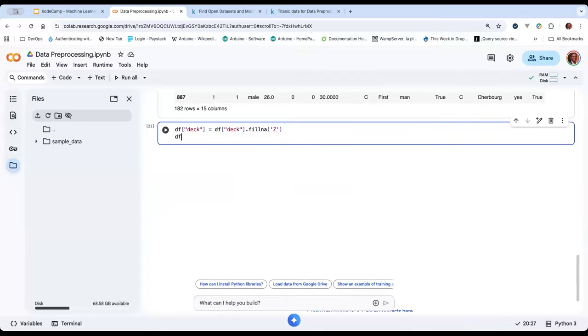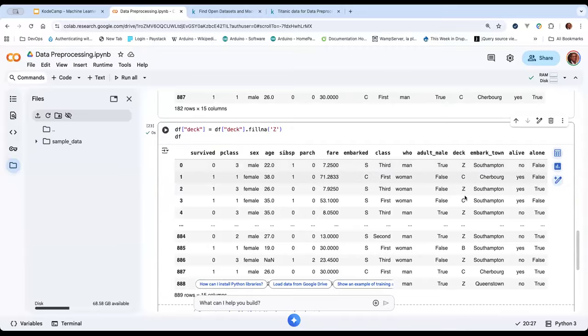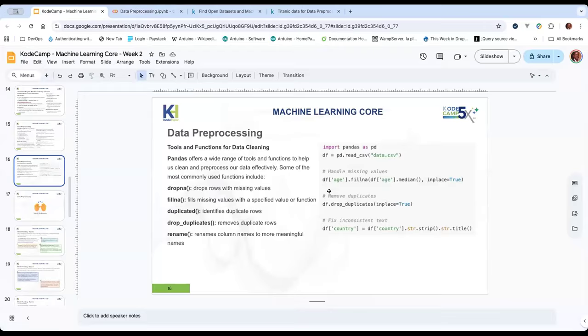If I now go to df, I print the data frame again. After modifying it, you now see that the deck, all the places that had NaNs, I now replace with Z values. So this is just examples. It is an entire thing.